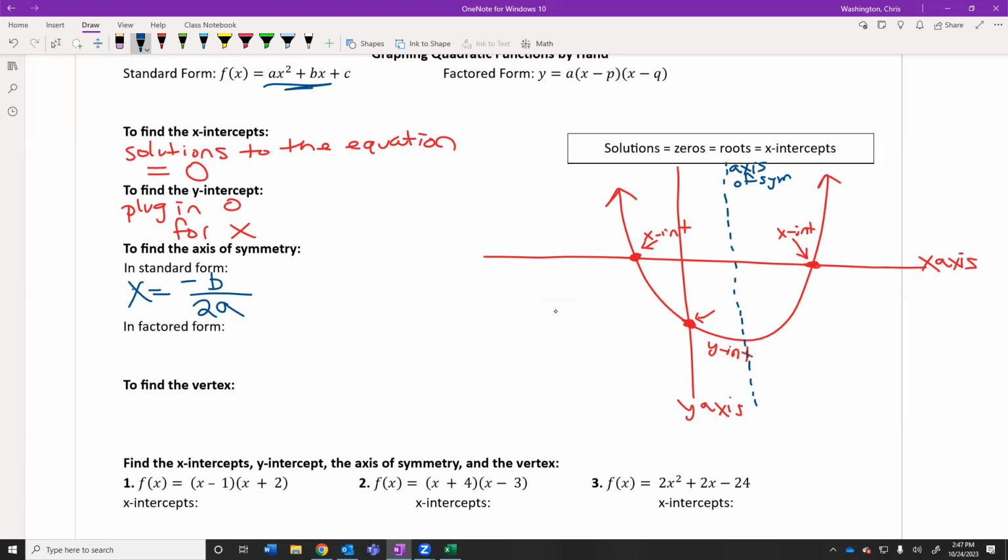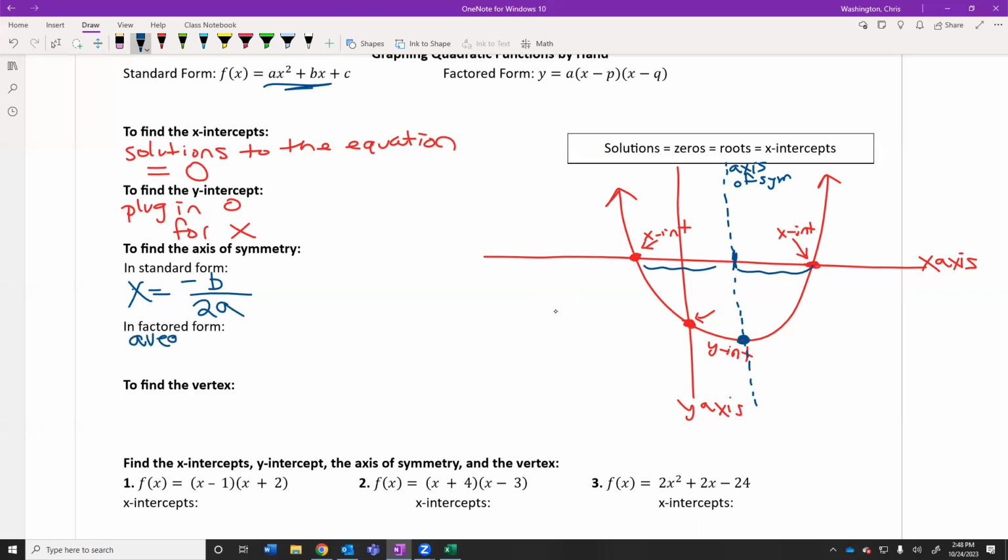And why do they give me the x-intercepts? Because the axis of symmetry, this idea of the vertex, is actually halfway, so this distance and this distance are actually equal. So the axis of symmetry is halfway between the two x-intercepts. And we can use that idea to help us find the vertex or the axis of symmetry in factored form.